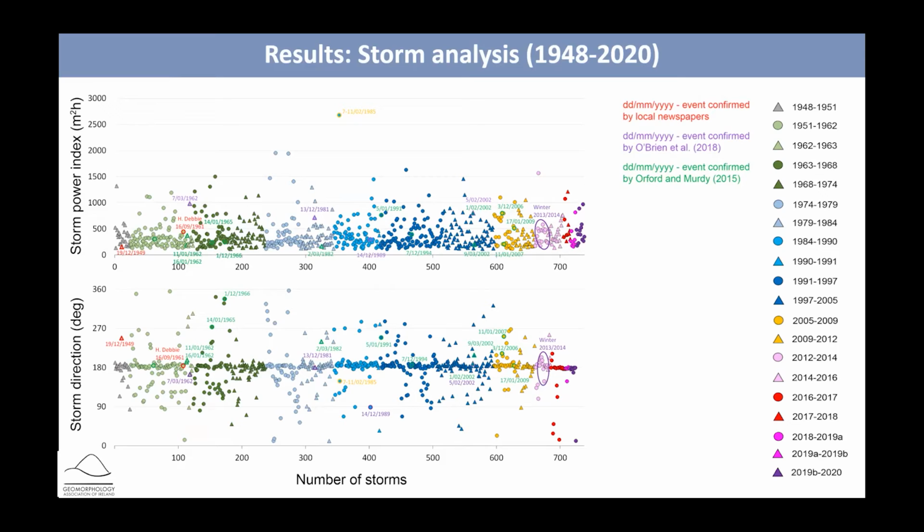We also looked for news, especially for the older years, in local newspapers about damages or flooding. We noticed some confirmation from the newspapers. We also found some confirmation in a paper by O'Brien et al. in 2018, and by Orford and Murdy in 2015. Quite crucial was the winter 2013-2014 with this group of storms, which caused that retreat sign in the foreground I showed you before.